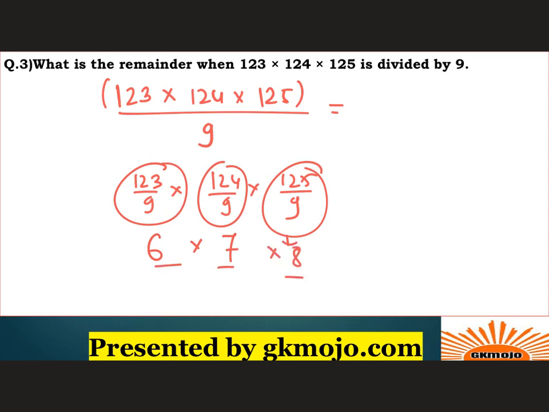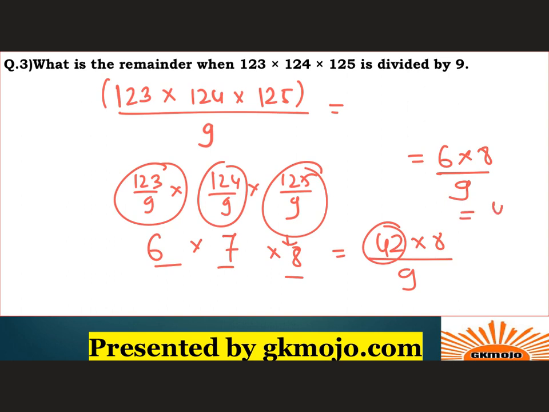Just multiply the remainders. What do you get? You get 42 into 8, right? Again divide this 42 by 9, you will get a remainder of 6. So what are you left with? You are left with 6 into 8. Again divide this 48 by 9. What do you get? You get a remainder of 3, and this is your final remainder. Hence your remainder is 3.